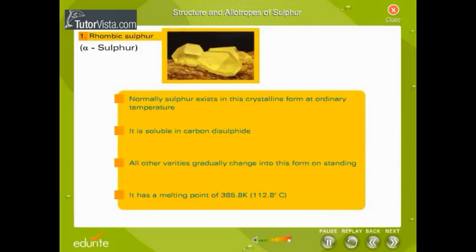Rhombic or alpha sulfur. Normally, sulfur exists in this crystalline form at ordinary temperature. It is soluble in carbon disulfide. All other varieties gradually change into this form on standing. It has a melting point of 385.8 Kelvin or 112.8 degrees Celsius.